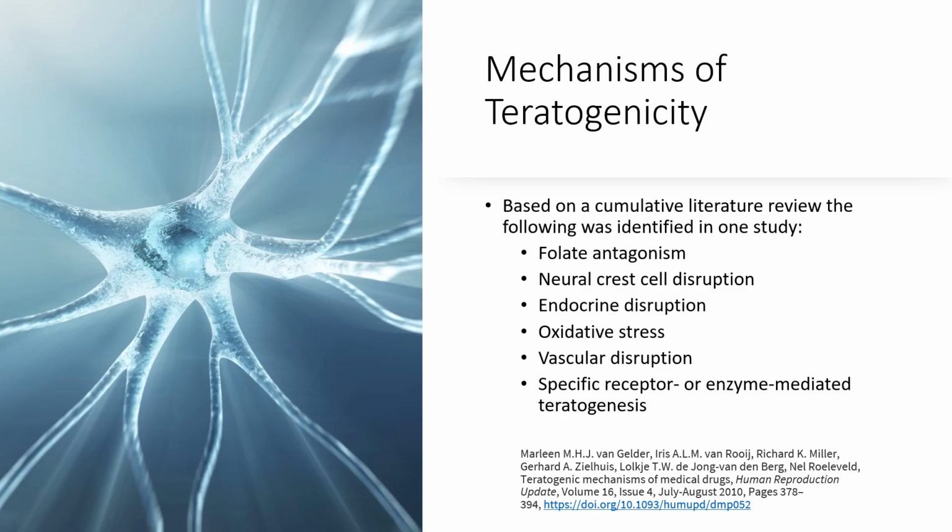Let's talk about some of the mechanisms of teratogenicity. Based on a cumulative literature review, the following was identified in one study. There were 6 main reasons that were identified for the mechanisms of teratogenicity, as listed here. The first is folate antagonism.